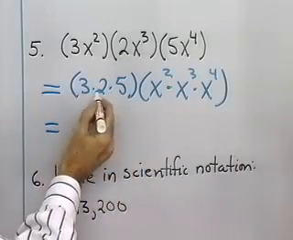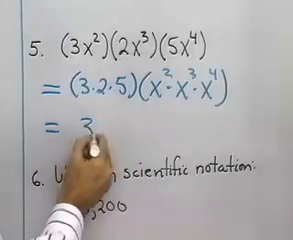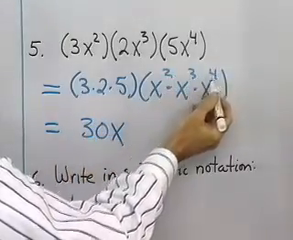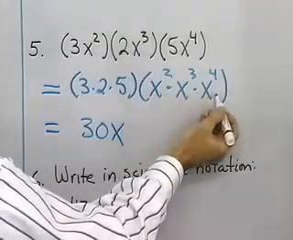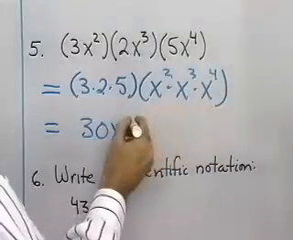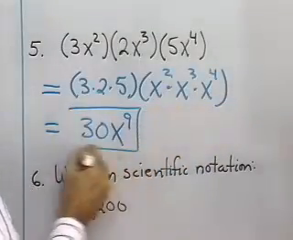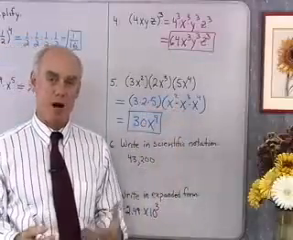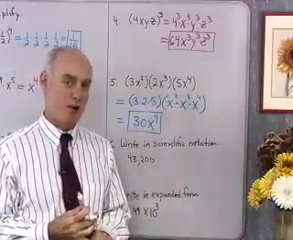Now I'll multiply. 3 times 2 is 6, times 5 is 30. X to the 2 plus 3 plus 4, because it's multiplication with the same base. So I'm going to add exponents. 2 and 3 is 5, and 4 is 9. So I end up with 30x to the 9th power. So there are our first 3 properties of exponents.